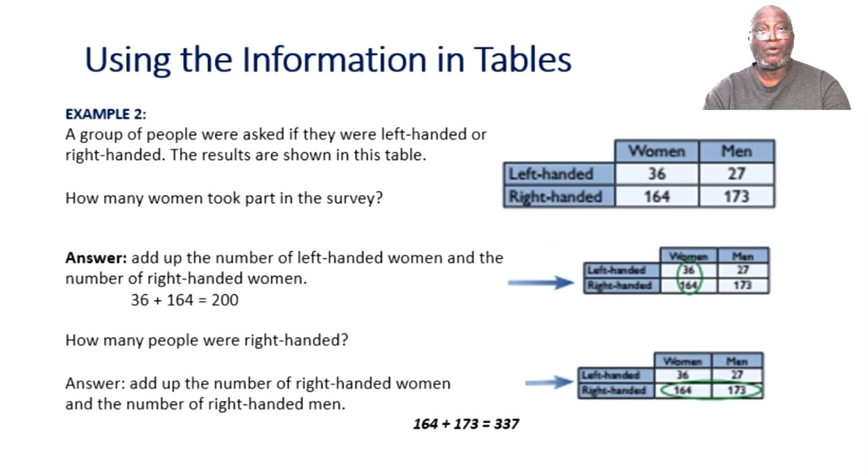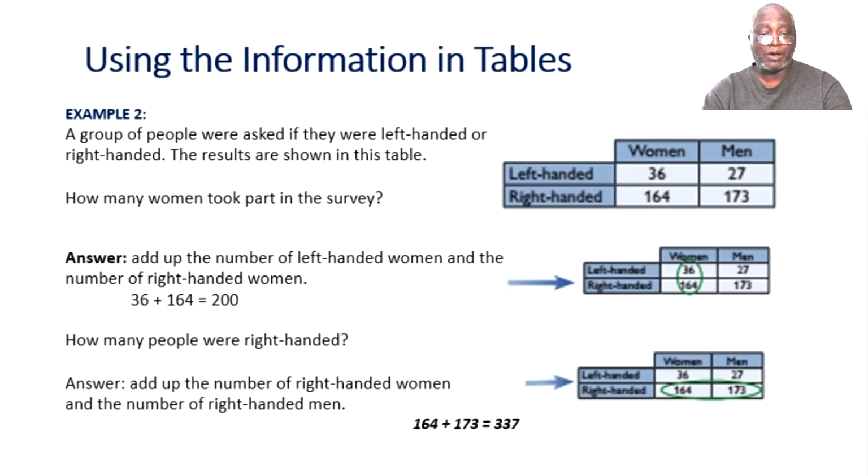Do you see how much information you can extract from a table? Now let's see if I'm right. How many women took part in the survey? Add up the number of left-handed women and the number of right-handed women, because this is only about women, and that is 36 plus 164, which is 200 women. Incidentally, that is the total number of women in the survey as well.